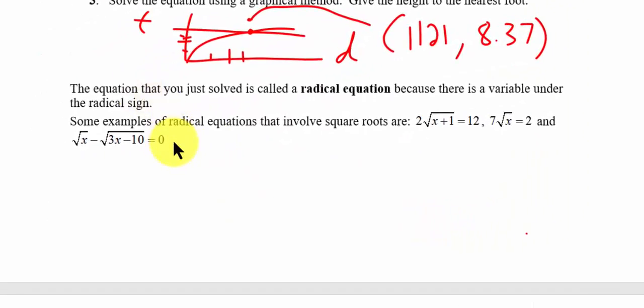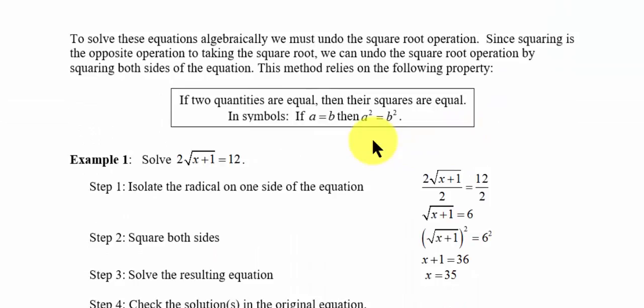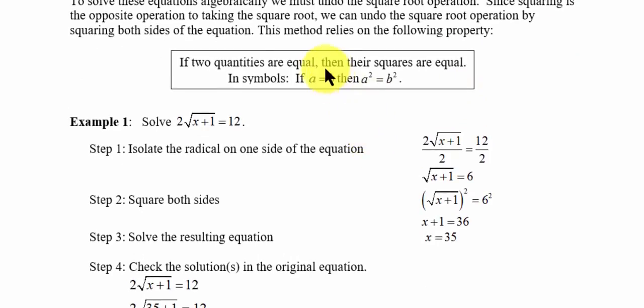All right, so it says the equation that we just solved is a radical equation because there's a variable under the radical sign. So here's the radical sign. There's a variable under it, so it's called a radical equation. And these are a few examples. So let's stop here, and in the next video, we'll continue with a few of these examples.